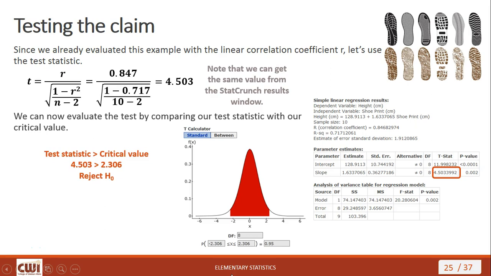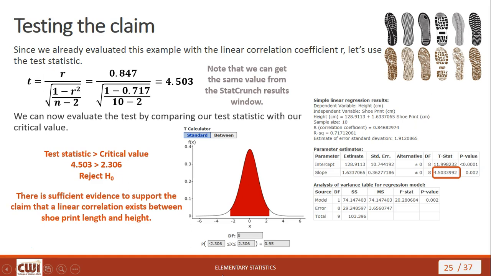I can now reject H0 because the test statistic, 4.503, is right here inside the right tail. So it's in the right tail portion of my rejection region. So therefore, I'm going to reject the null hypothesis. And I conclude that there is sufficient evidence to support the claim of linear correlation between Shoeprint length and height.